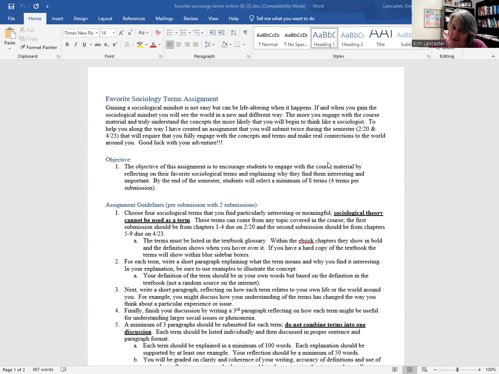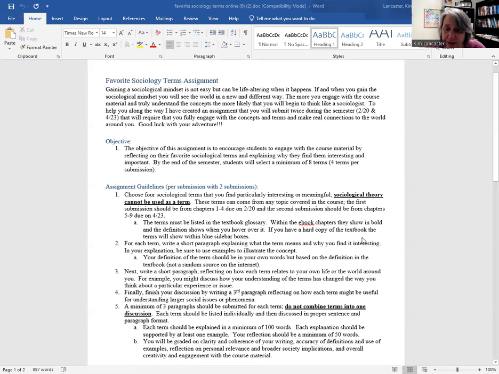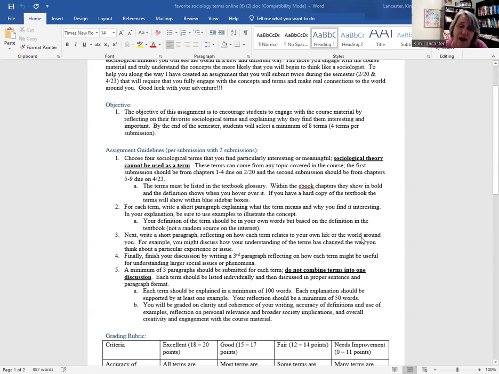You're writing a paragraph defining it and why it interests you, then another paragraph on how it relates to your own life, and then a third paragraph reflecting on why it might be useful on a larger scale for more people to understand it. You are writing 3 separate paragraphs for each term, and you are writing 4 terms per submission. On the very first submission, it's going to be chapters 1 through 4. They don't have to be one from every chapter. There may not be something that jumps out at you from chapter 2, but maybe several from chapter 3. You have 4 different terms, and each one of those terms has to have its own discussion.